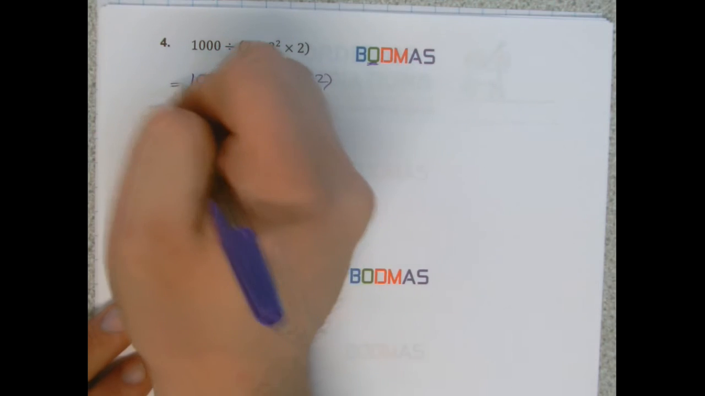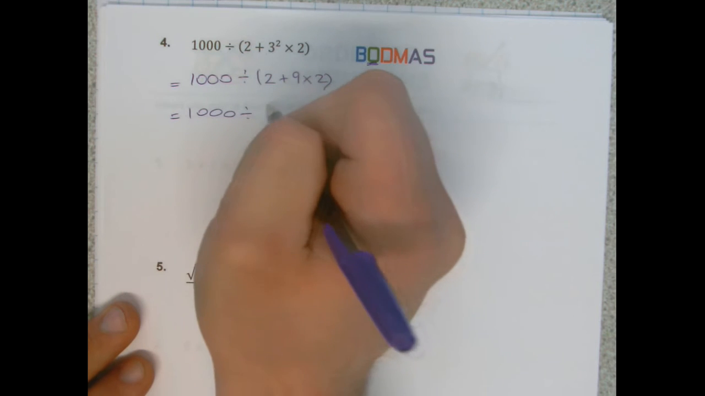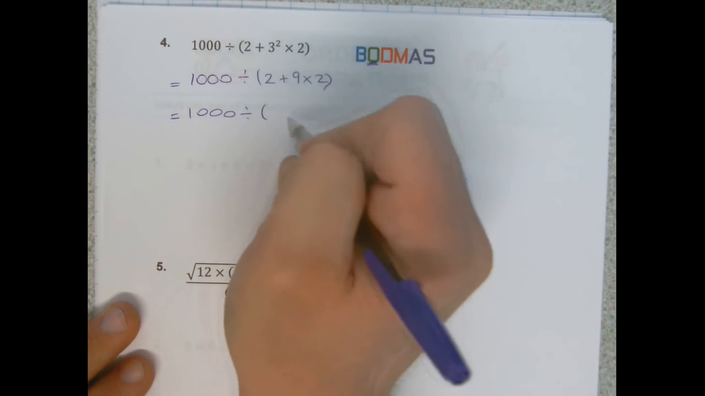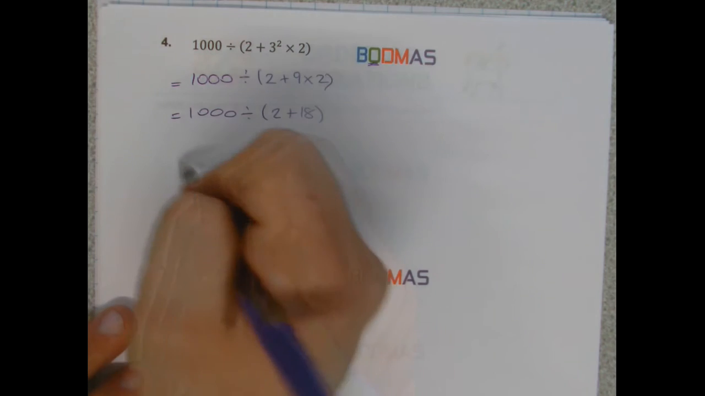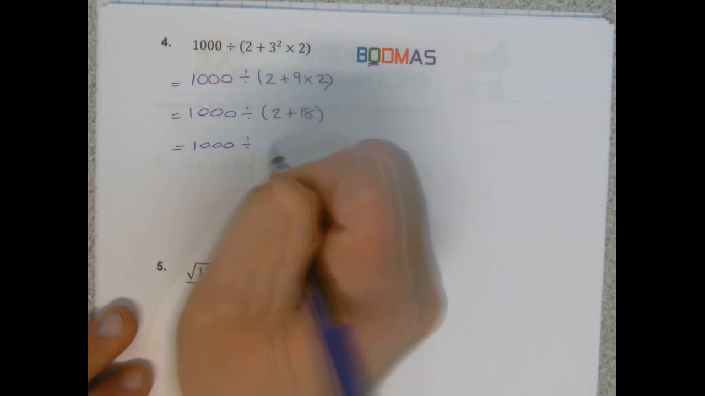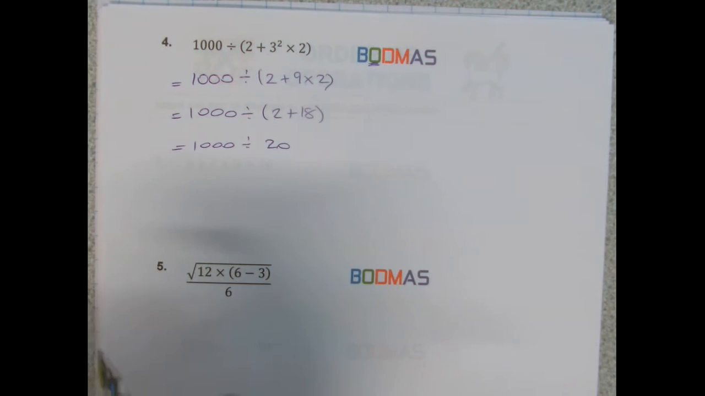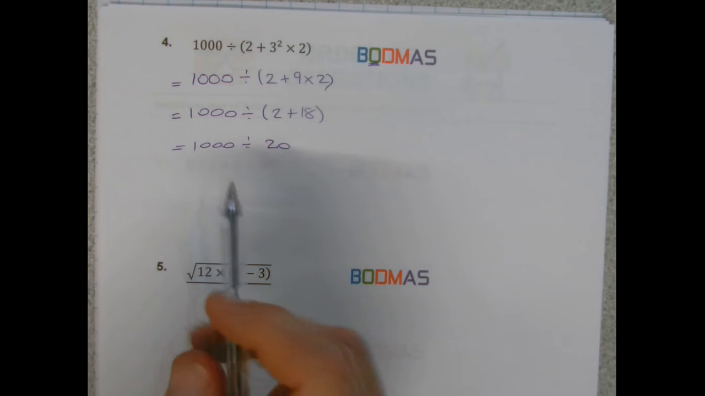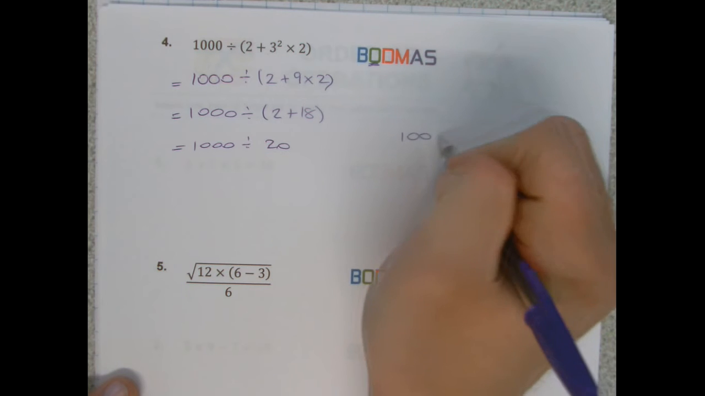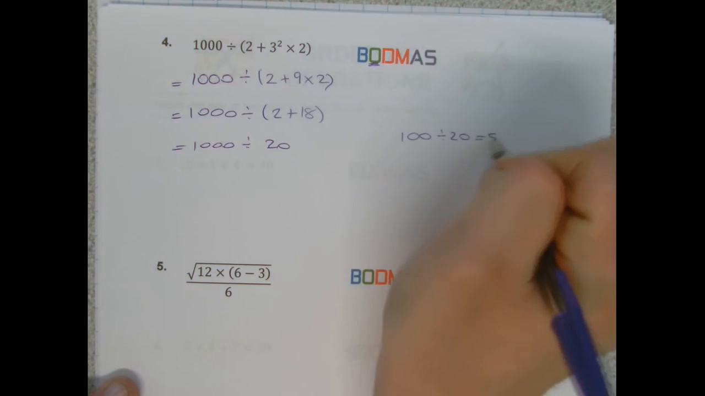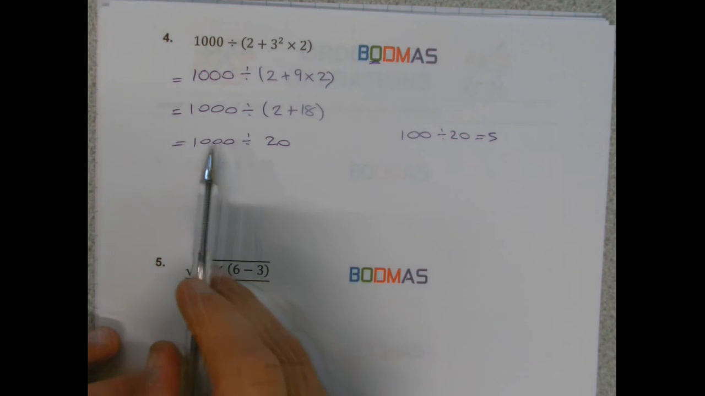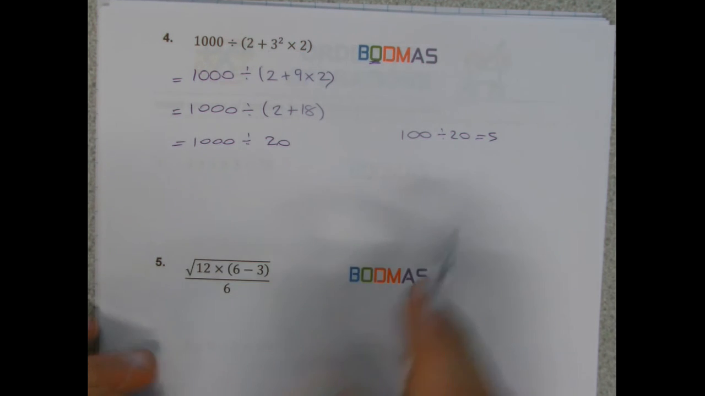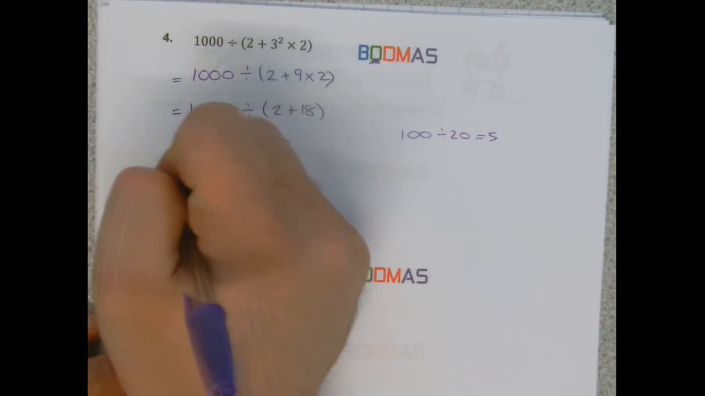Next line then, I would say 1,000 divided by, now in here, I've got an add and a multiply, so that would be the multiply as priority. So that becomes 18. And then you've got 1,000 divided by 20. Okay, so we need to see how many times 20 goes into 1,000. Well, you can break it down if you think about it. 100, if you think about it, divided by 20 is 5, isn't it? So 20 goes into 100 5 times. Well, we've got 10 lots of 100 here, so that would be 10 lots of 5, which is 50.